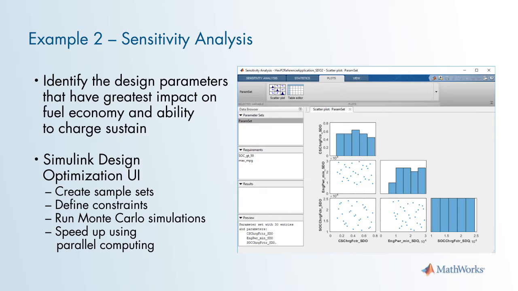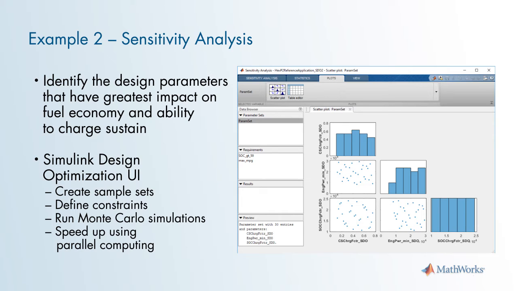For this example, I want to highlight how to use another feature of Simulink Design Optimization, which is called sensitivity analysis. Sensitivity analysis helps identify the parameters in the model that have the greatest impact on a cost function or a design requirement. So we can use it to determine how much the 3 control parameters affect fuel economy and ability to charge sustain. Sensitivity analysis has a user interface where you can create sample sets, define constraints, run Monte Carlo simulations, and speed up the process using parallel computing.